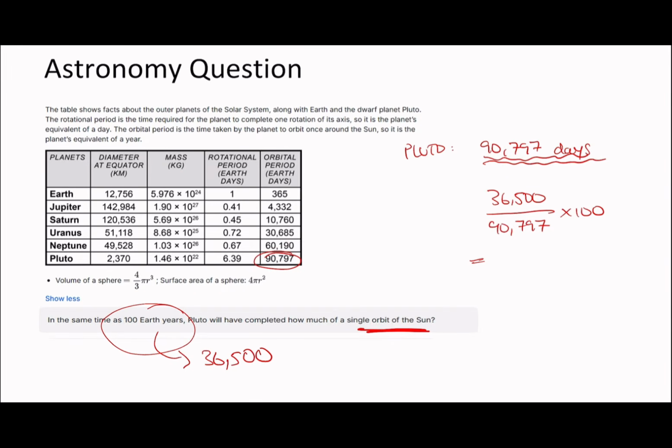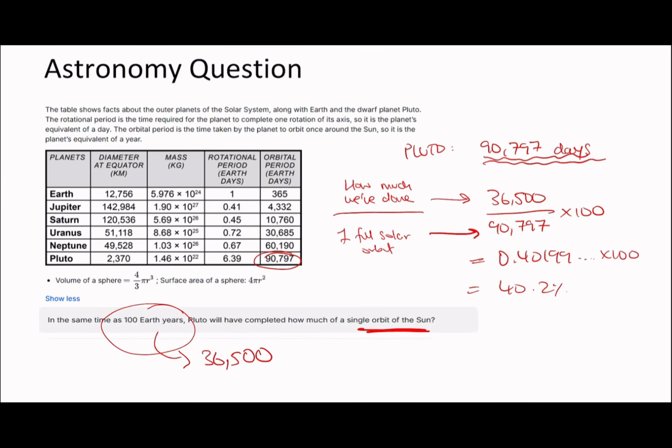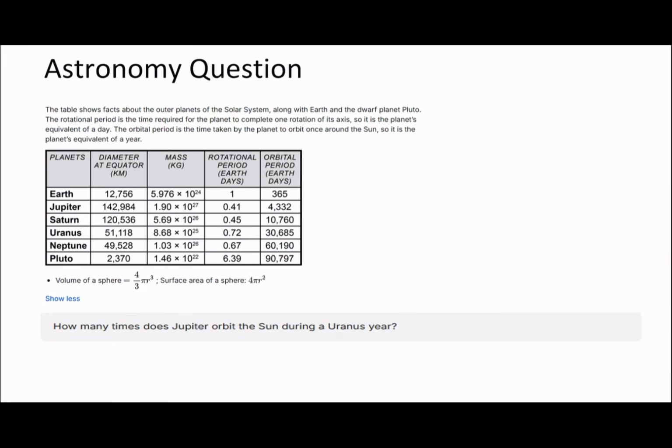It's not necessarily too bad of a question. You just have to fixate on the right place. We know this is how long it takes for one full solar orbit, and this is how much we've done. We've only done 100 years, which is equivalent to 36,500 days. Once again, if you plug that into your calculator, it's 0.40199 times 100, so it becomes 40.2%. That's your answer. On to the next question.